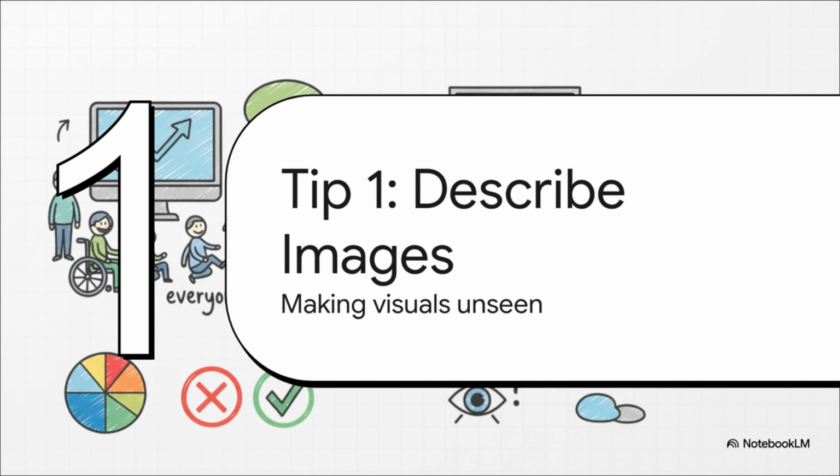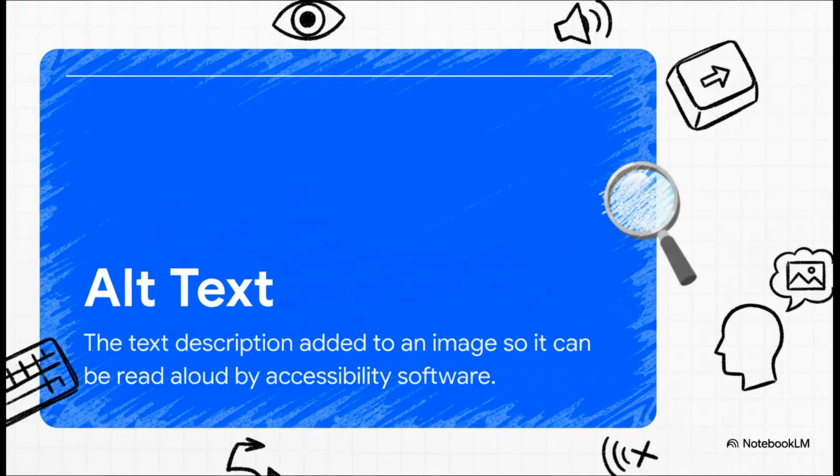Well, the answer is something called alt text. So what is alt text? It's basically just a little text description you add to an image in the code. And what it does is, it gets read aloud by accessibility software, like screen readers, for users who might be visually impaired. The whole point is to give just enough details so someone can understand what the image is about without actually having to see it.